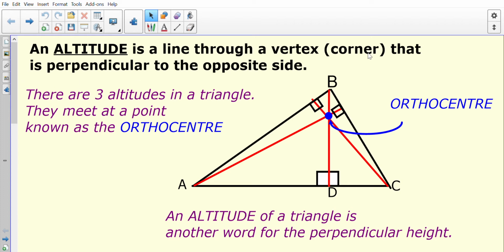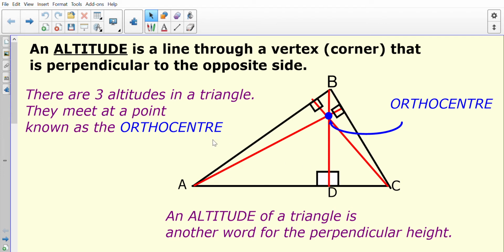So an altitude of the triangle is a line through a vertex, so we've already discussed that. That's the corners of your triangle, that's perpendicular to the opposite side. So this line going straight up and down here is what we would call the altitude through B. So it goes through the point B and goes through the line AC at a right angle.